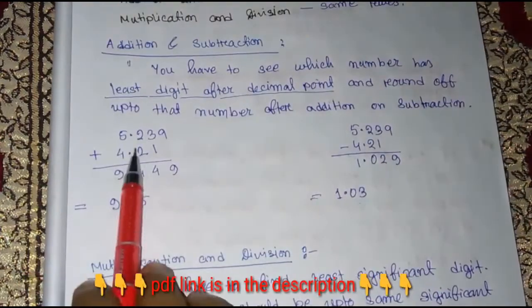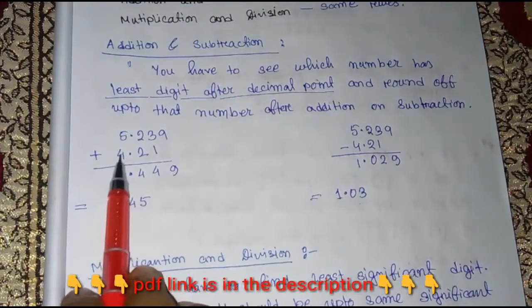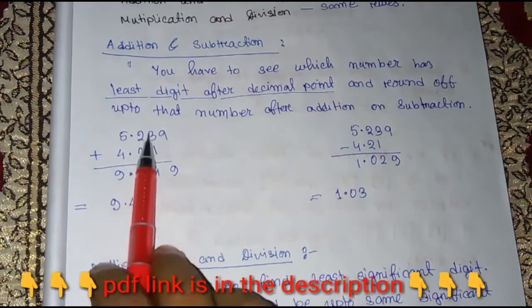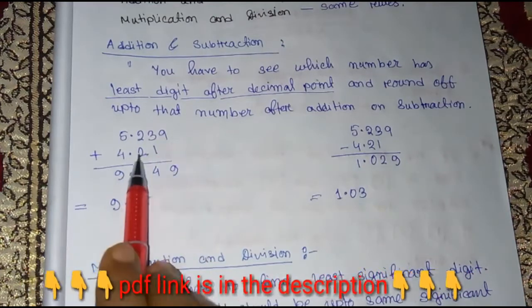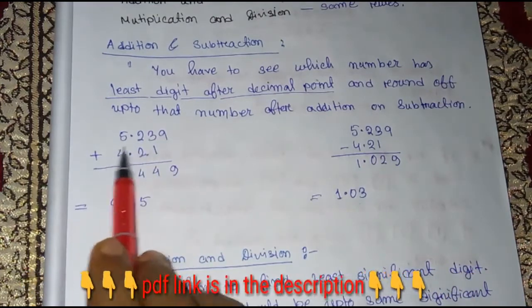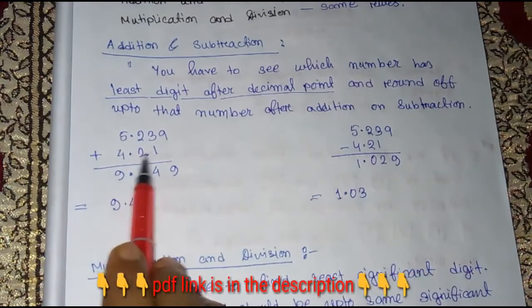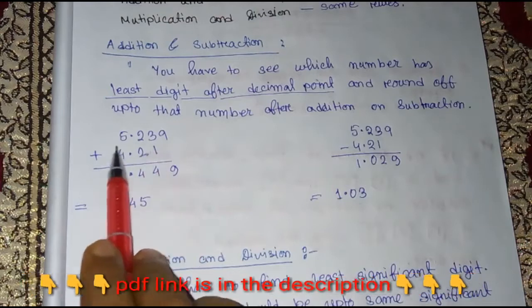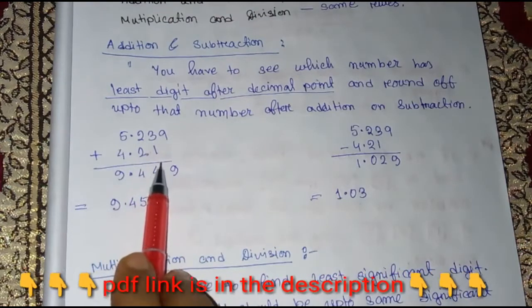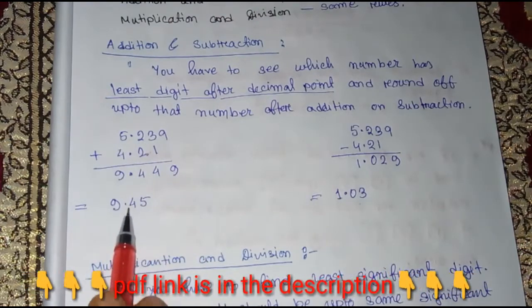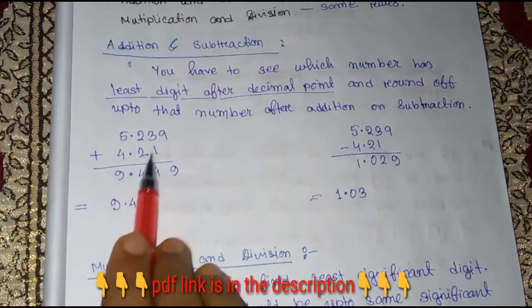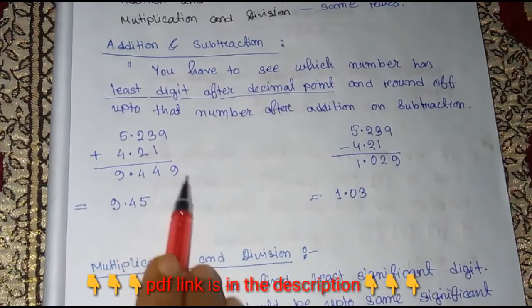Okay, so let's see an example. Suppose you have to add 5.239 and 4.21. You have to find which one has the least digits after the decimal point. As you can see, this number has the least digits after the decimal point, it has only 2, and the other has 3 digits. So we have to write the answer such that it also has 2 digits after the decimal point, same as the least one.